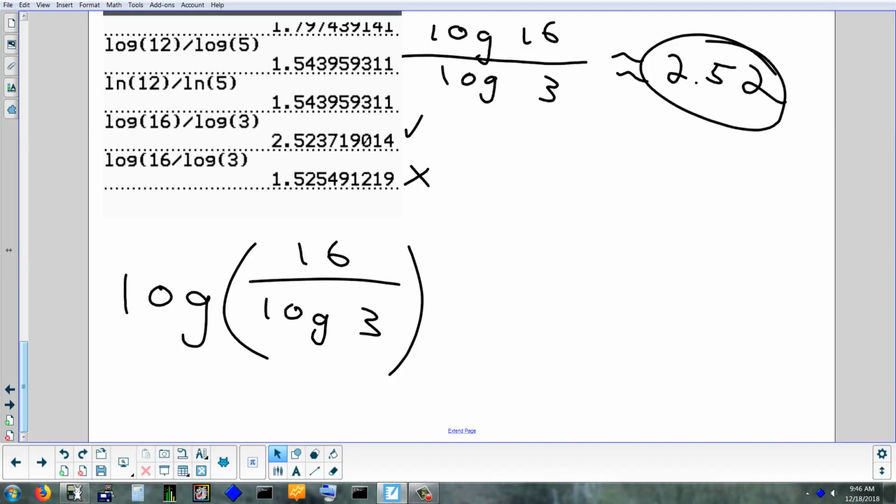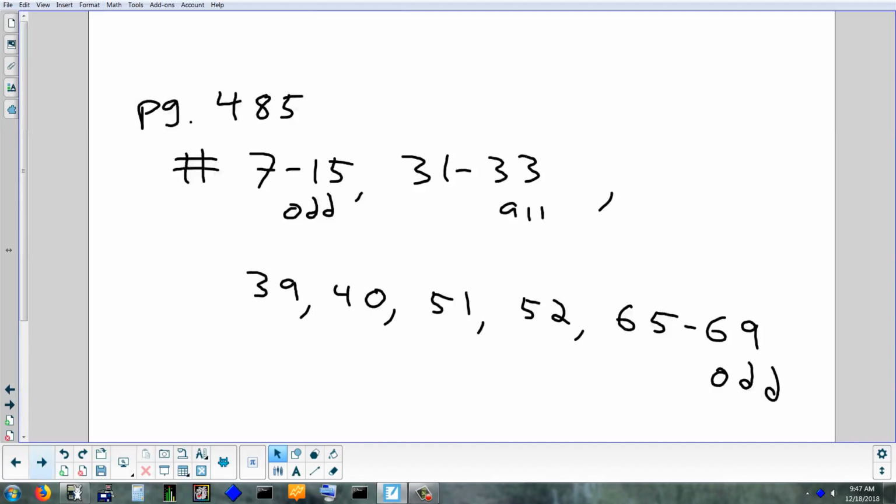Okay. Any questions on that? All right. So homework tonight, it's a different page than last night. It's page 485. It's 7 to 15 odd, 31 to 33 all, so 31, 32, 33. And then 39, 40, 51, 52, and 65 to 69 odd.